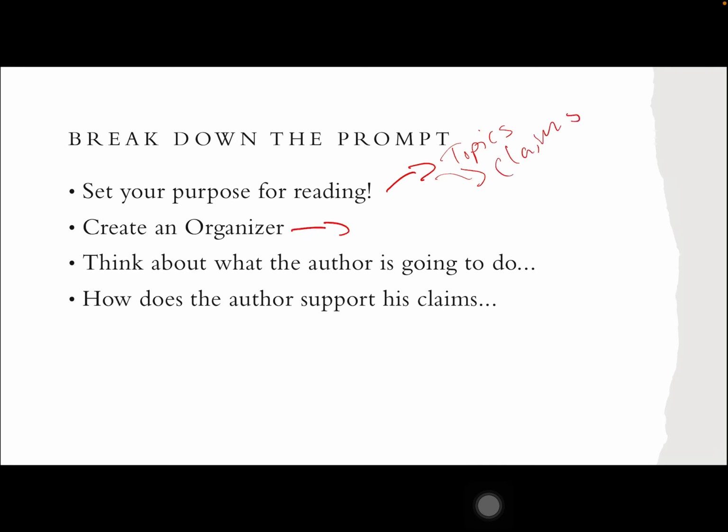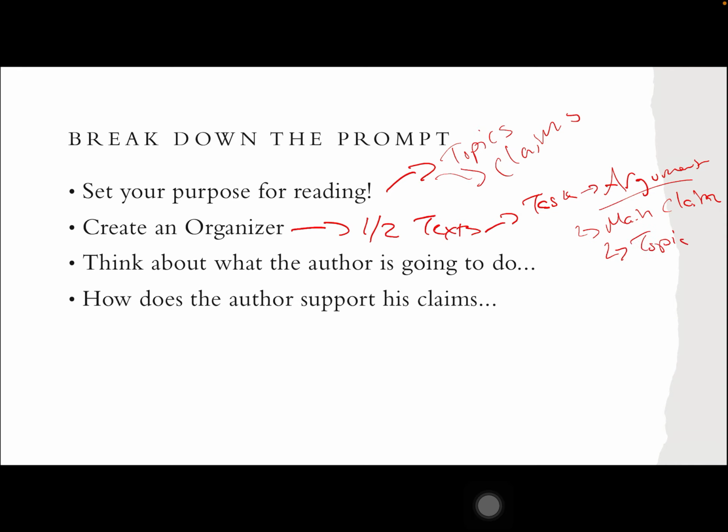Next, since we've already set our purpose, we can create an organizer. We know whether we're going to have one or two texts, and we know what our task is, what type of writing we're going to be doing. Now, today we're looking at argument. So we know that once we look at our text, the argument might tell us exactly what the main claim is, but at the very least, it is going to tell us what our topic is. Our topic might be something having to do with a historical event and approaches that people took. It might have to do with a societal issue. But if we can identify the topic, we can also set our purpose and create our organizer.